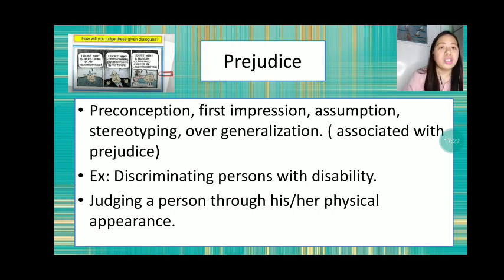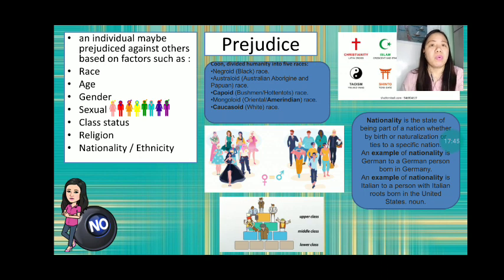Another thing is judging a person by his or her physical appearance, wherein kapag maitim yung kulay niya, medyo dark siya, so para sa'yo, hindi siya mabuting tao. Okay? But that is not true. That's prejudice. It's because you are judging a person, even though hindi mo pa nga siya nagiging friends, you never talk to him, right? So that's an example. So let's proceed with more prejudice.